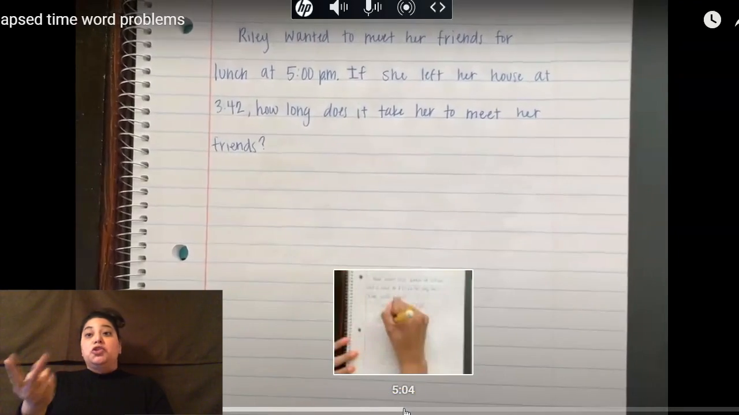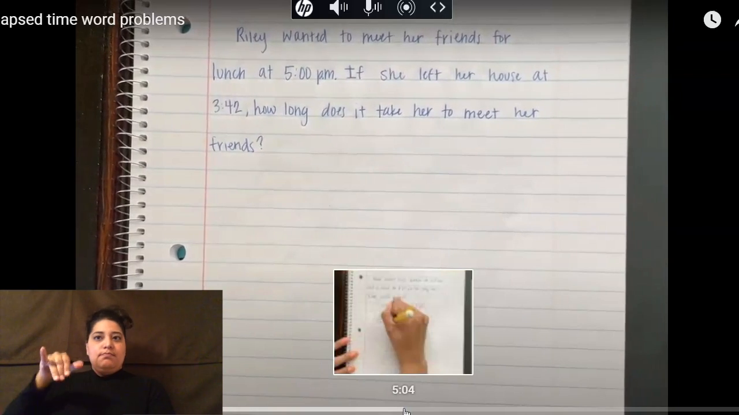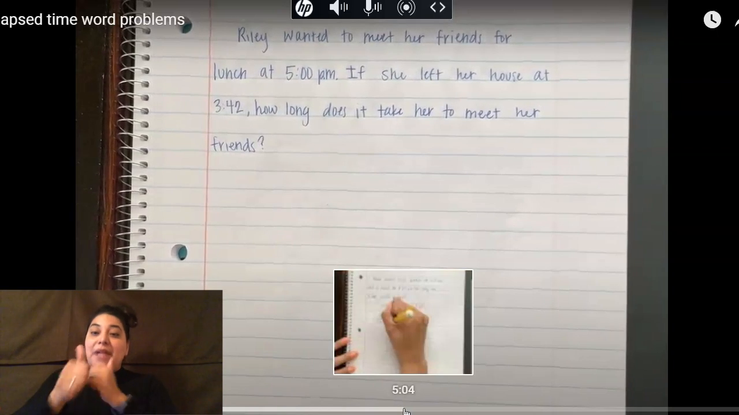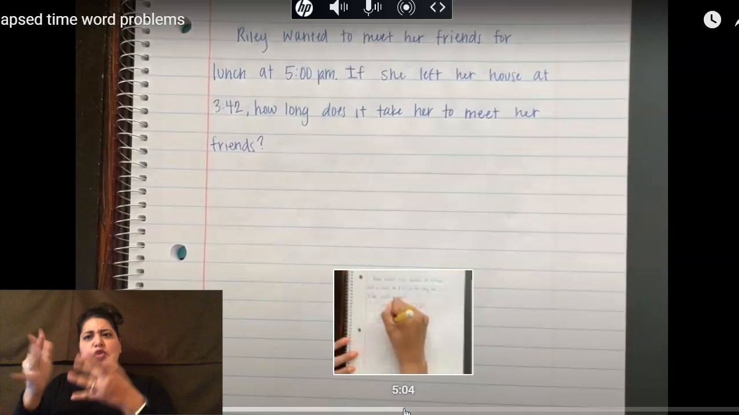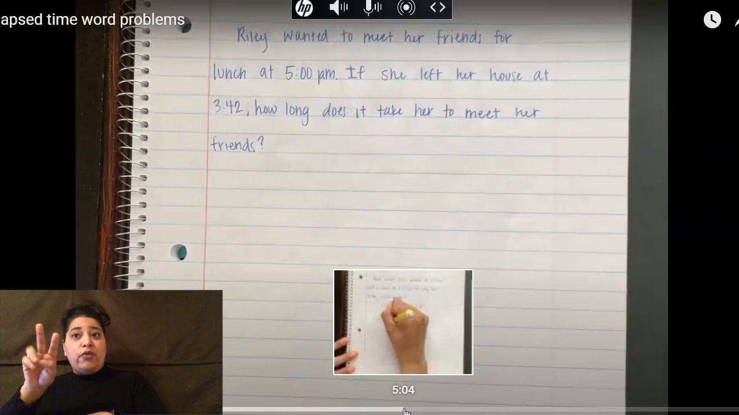All right, boys and girls, so today we are looking at two word problems. We're going to start with this one right here. They are still elapsed time when we are missing the amount of time that has passed, okay? Riley wanted to meet her friends for lunch at 5 p.m. If she left her house at 3:42, how long does it take her to meet her friends?